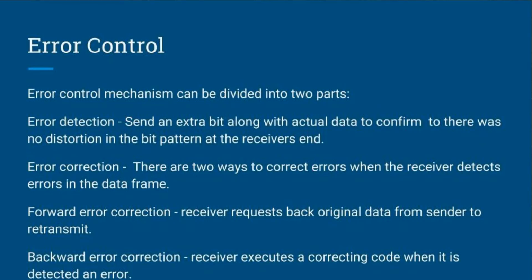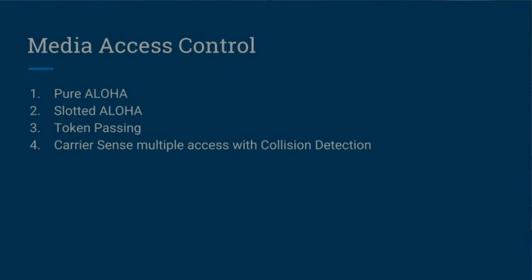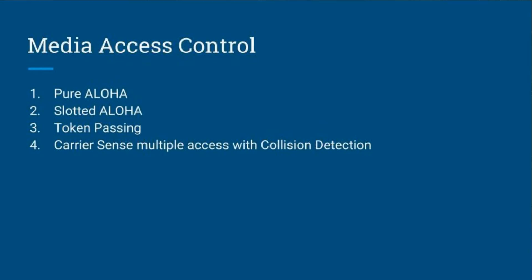Hello, today I will talk about the MAC layer, which is the second sublayer of the data link layer, as Prabhat mentioned previously. The MAC layer determines who can access the media when it is used by many users, so you can avoid conflict. In the MAC layer there are many types, but today I will talk about pure Aloha, slotted Aloha, token passing, and carrier sense multiple access with collision detection.